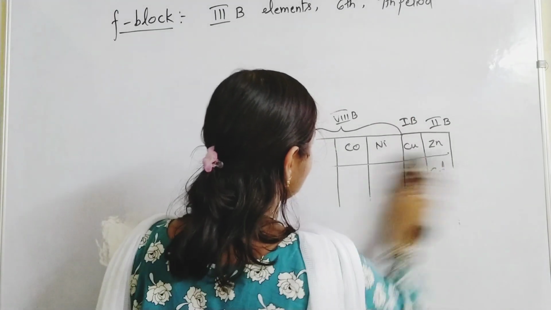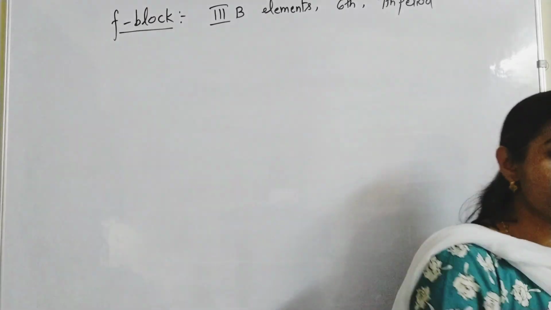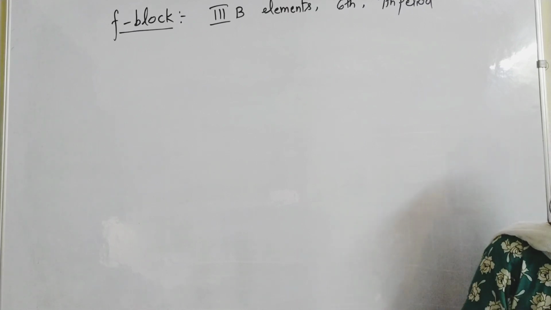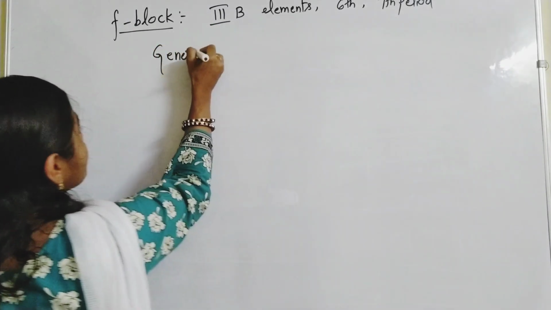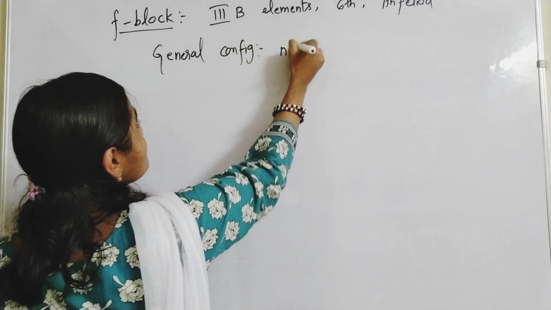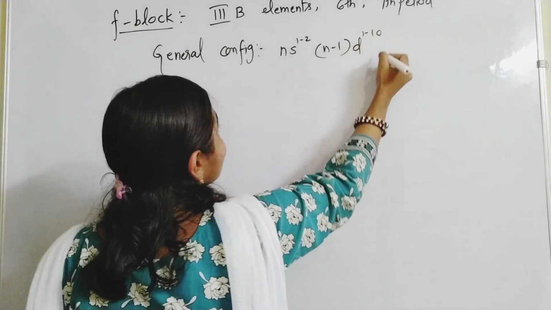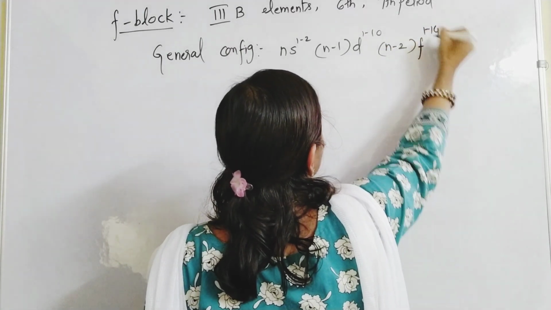General configuration for F block elements. Okay, what is that? (n-2)f 1 to 14, and ns 1 to 2. General configuration is what? ns 1 to 2, (n-1)d 1 to 10, (n-2)f 1 to 14.